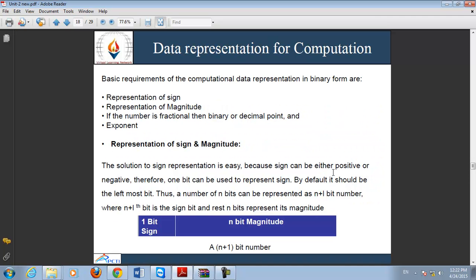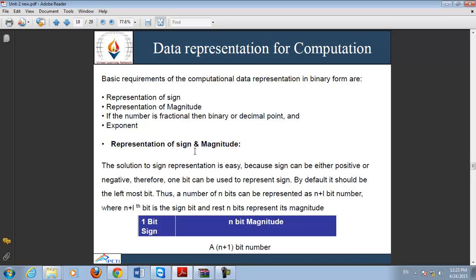Next is data representation for computation. Whenever you want to represent any data, the data can be positive or the data can be negative. Now, if the data is positive or if the data is negative, then the representation of both, that is positive numbers and negative numbers, is different. It means how can you differentiate between a positive number and a negative number. There are different ways by which you can find out the difference between positive and negative numbers.